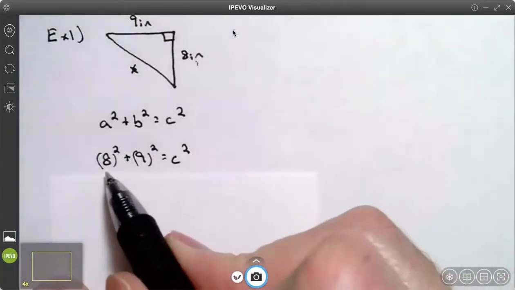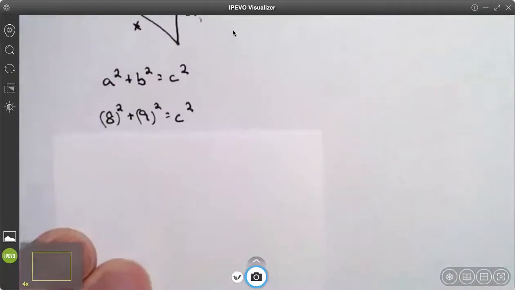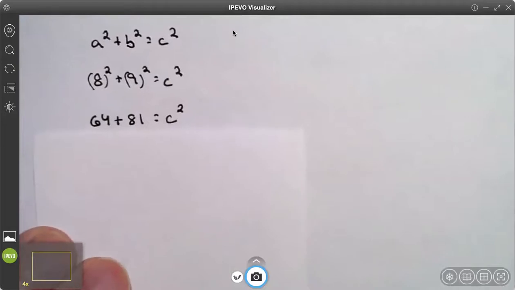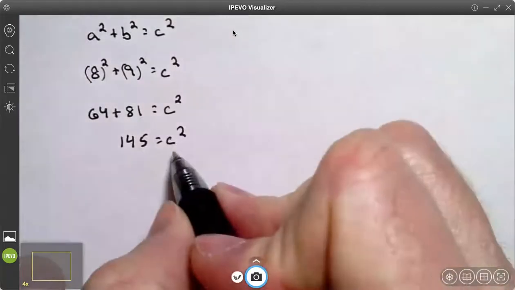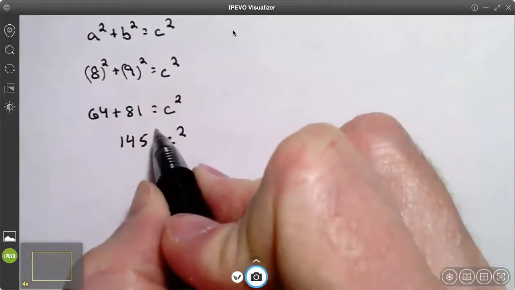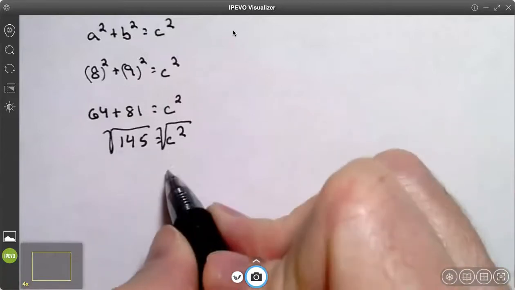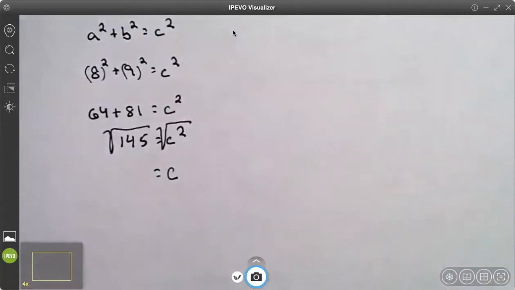Then I follow order of operations. 8 squared is 64, 9 squared is 81. Add them together, you get 145. I have one more step to isolate the c. I've got to get rid of this square, so I take the square root of both sides. The square root of c squared is c. Squares and square roots are inverses.